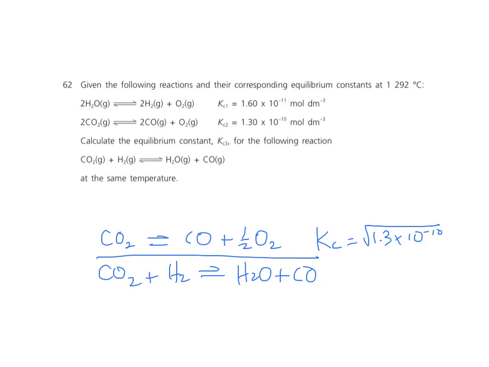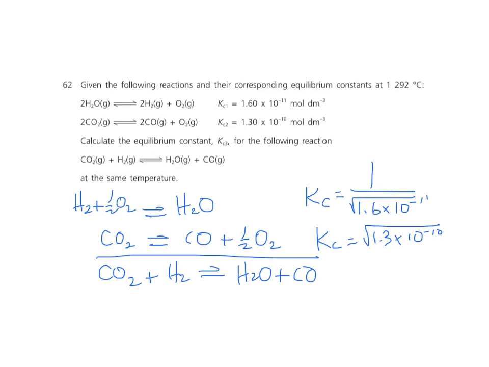where I wanted it. The first equation has two waters on the left, and I want one water on the right. So I'm going to take the first equation and reverse it and multiply by 1/2. So 1 hydrogen, half oxygen, 1 water. Because I reversed it and multiplied by 1/2, its Kc is now 1 over the square root of 1.6 times 10 to the minus 11.